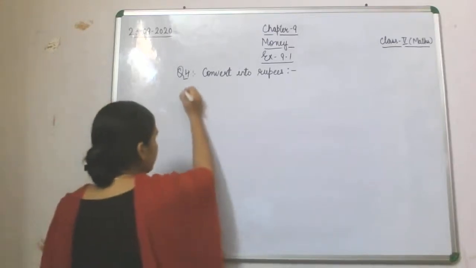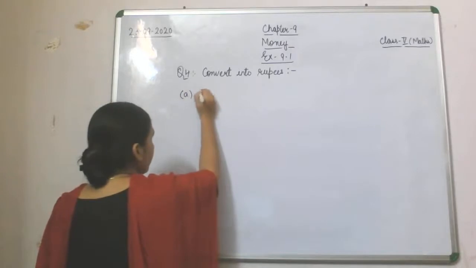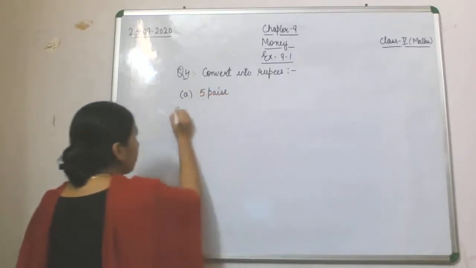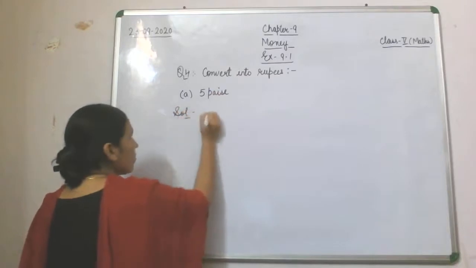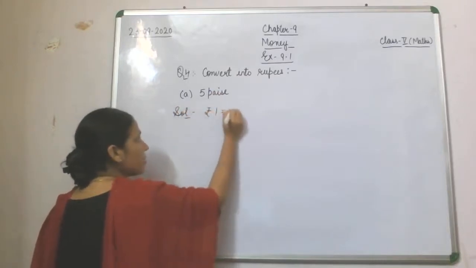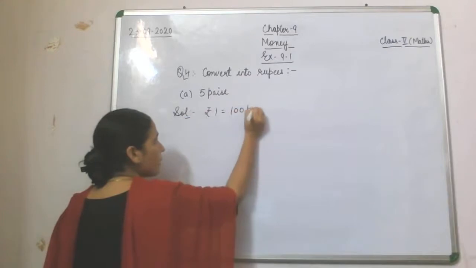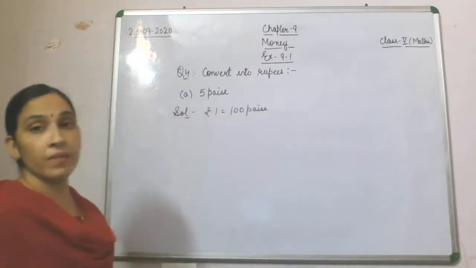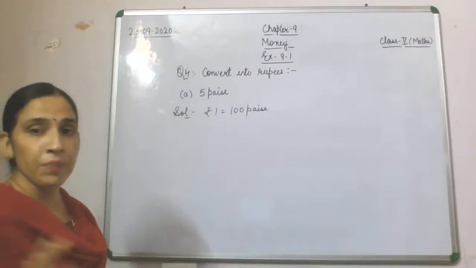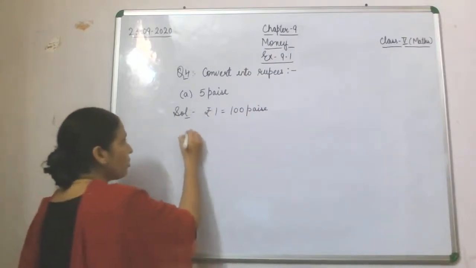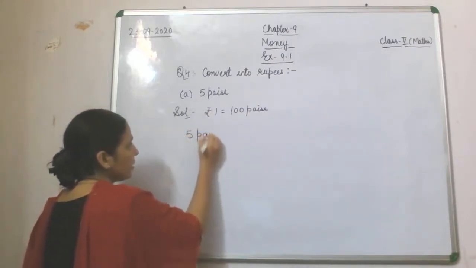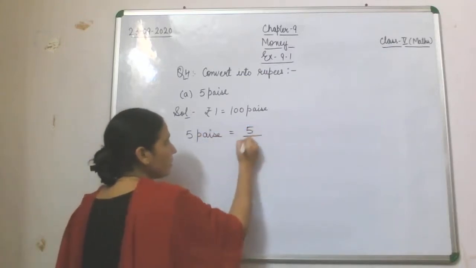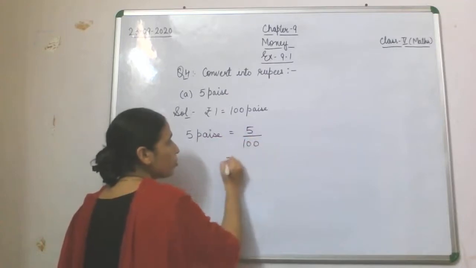Now what is that? A part is 5 paise. Now in the solution, you are all aware that rupee 1 is equal to 100 paise. It means whatever paise is given will be divided by 100. So what we will do here: 5 paise is equal to 5 divided by 100 to change it into rupee.